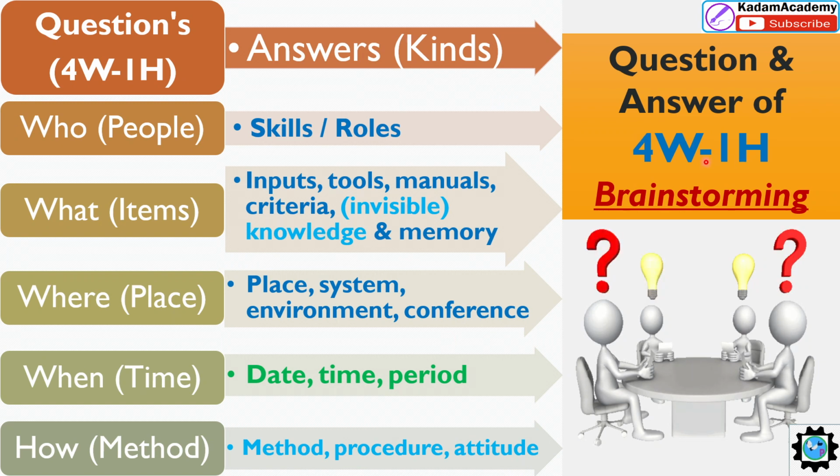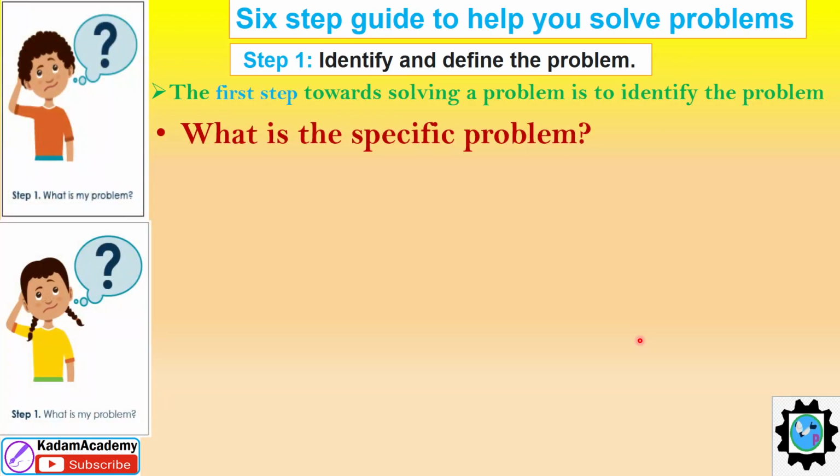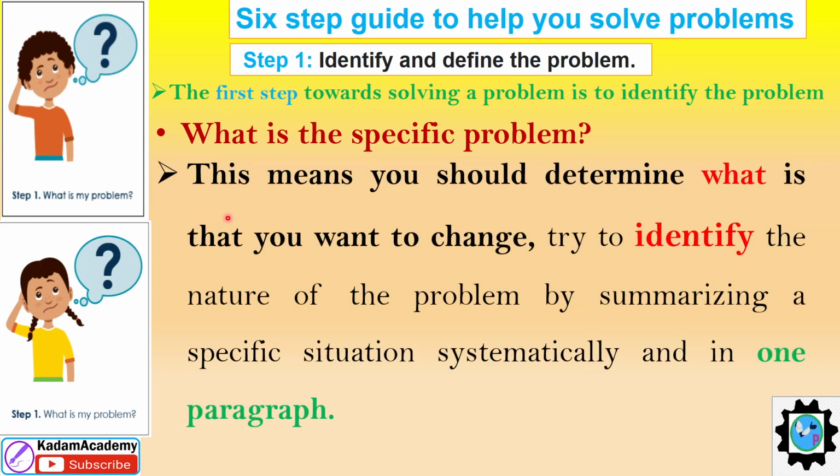See friends, this 4W1H brainstorming session with the team is very important to identify the problem and analyze your problem. Friends, the first step towards solving a problem is to identify the problem. If you identify the specific problem very correctly, this means you should determine what you want to change, or try to identify the nature of the problem by summarizing a specific situation systematically, and in one paragraph you have to write it down.